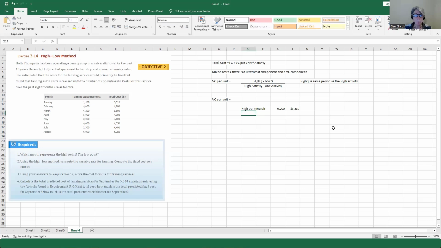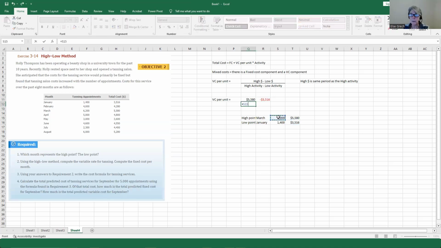Okay, what is the low point? January, and it is 1,400. And we see from that 1,400, we take the cost, that's 3,516. So we can now take this information and we can calculate the variable cost per unit, because we've got, I'm going to move this down a little bit. I need a little bit more room. Okay, so we've got the high dollar value, which is this, and we're going to subtract the low dollar value. And we have the high units, and we're going to subtract the low units.